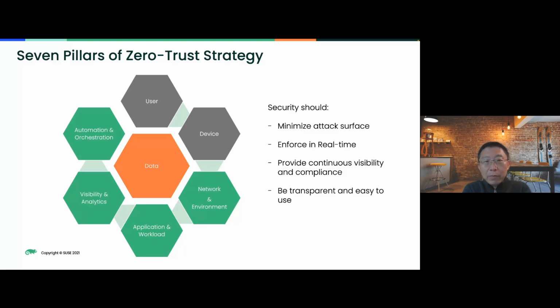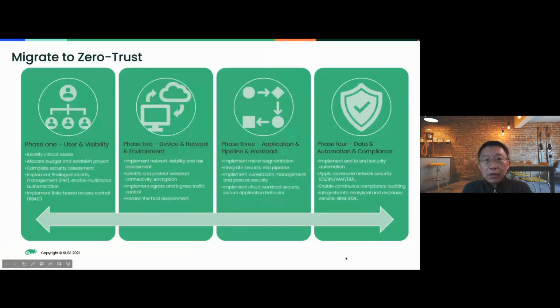And the last key point is security itself doesn't mean you have to spend many efforts to adopt a zero trust strategy. Security can be invisible, can be transparent, and can be super easy to automate and use. Those are the key points I would like to share today. And we will look into some detailed functions in the next few slides.